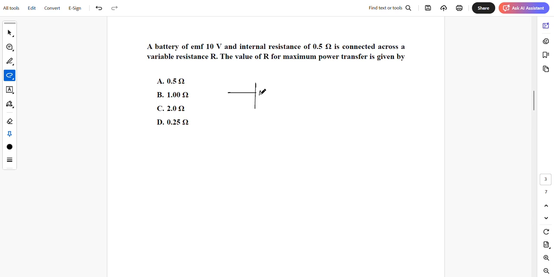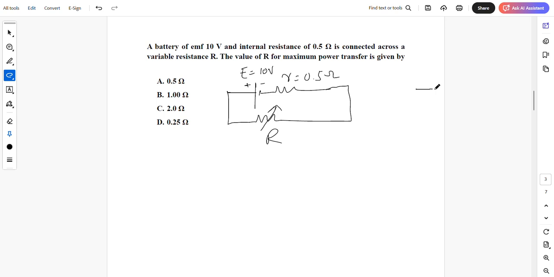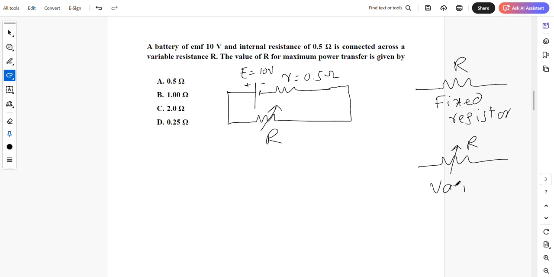Next, what they are asking: a battery of EMF E is equal to 10 volts, internal resistance 0.5 ohm, and this current across a variable resistor. What does variable mean? Variable means like this. This is the symbol of the fixed resistor, and if you write an arrow mark like this, this is the variable resistor.